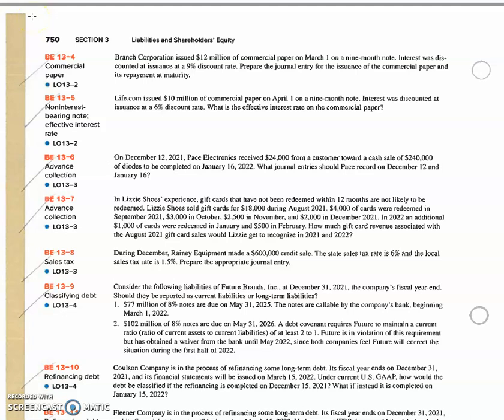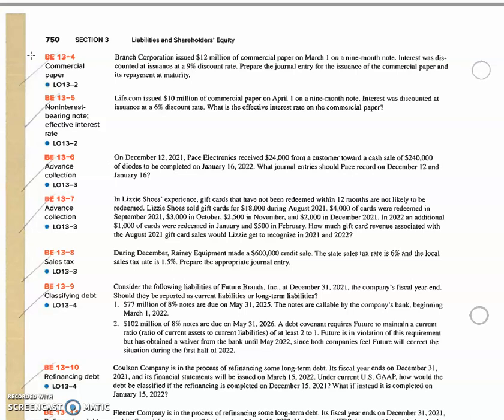Okay, students, we're back now, and we will start by covering brief exercise 13.4. Branch Corporation issued $12 million of commercial paper on March 1 on a 9-month note. Interest was discounted at issuance at a 9% discount rate. Prepare the journal entry for the issuance of the commercial paper and its repayment at maturity.